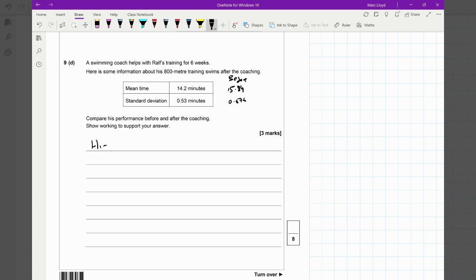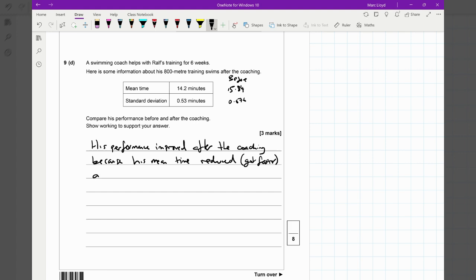So his performance improved after the coaching because his mean time reduced, so he got faster, and his standard deviation reduced, which means he was more consistent.